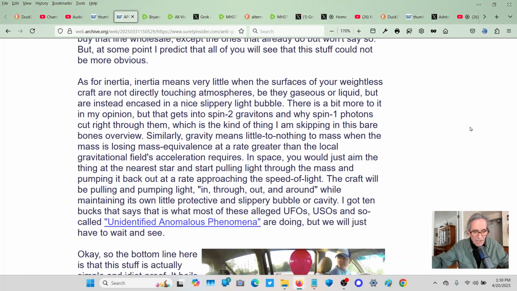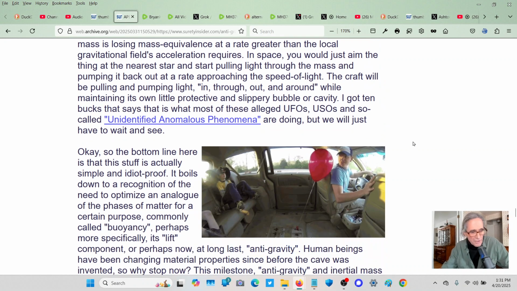I got $10 that says that is what most of these alleged UFOs, USOs, and so-called unidentified anomalous phenomena are doing. But we will just have to wait and see.